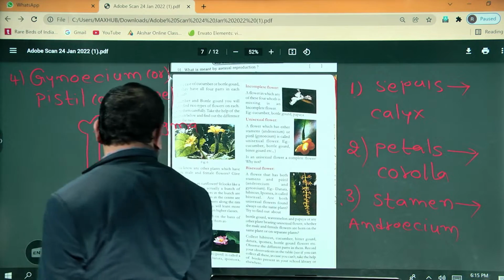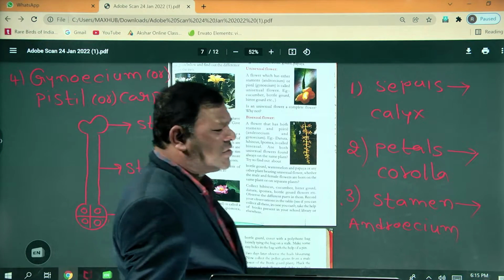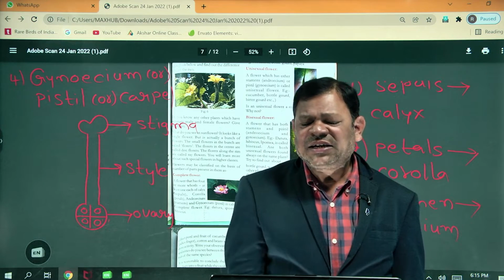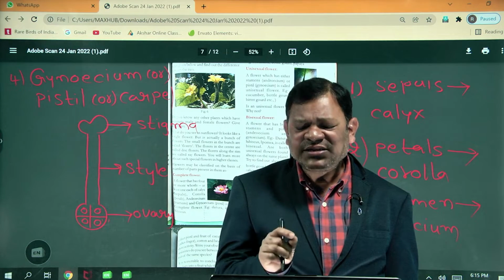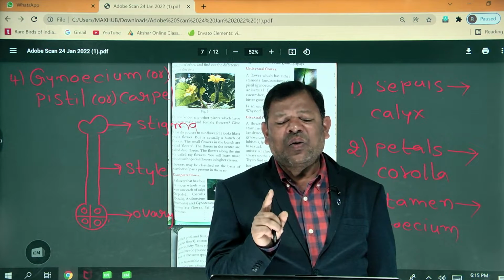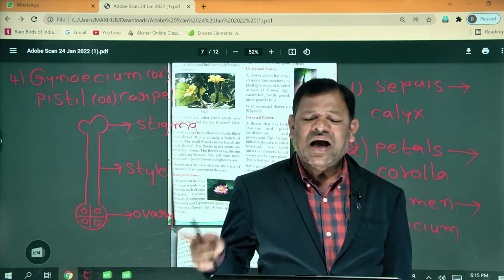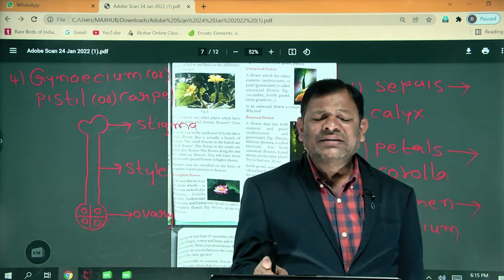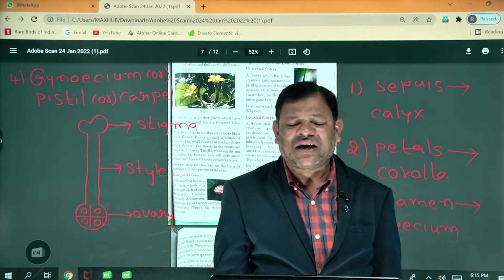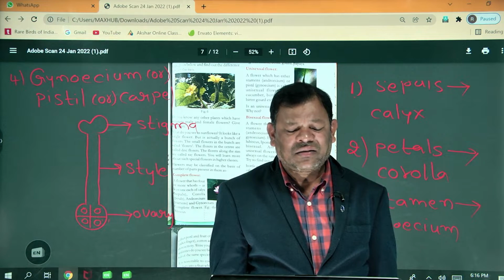Next thing is bisexual flowers. What is that? Bisexual flowers means a flower contains both the male sex organs and female sex organs. So that means stamens and pistil, or androecium and gynoecium, both the sexual parts are present within only one flower. Such a type of flower is known as the bisexual flower.